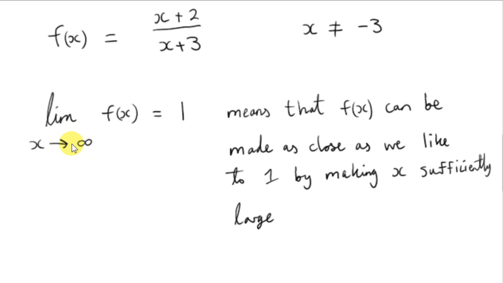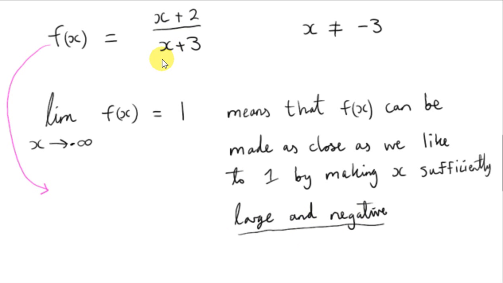So we could indicate that by writing the limit as x tends towards minus infinity of f of x is 1, means that f of x can be made as close as we like to 1 by making x sufficiently large and negative. So we're dealing with large negative values. I could say they're small values, but small sounds like we're talking about values that are close to naught, and obviously that's not the situation here. We're dealing with large negative values of x.